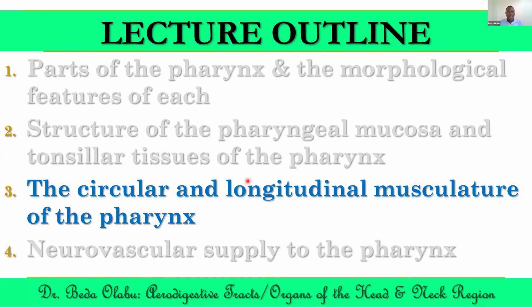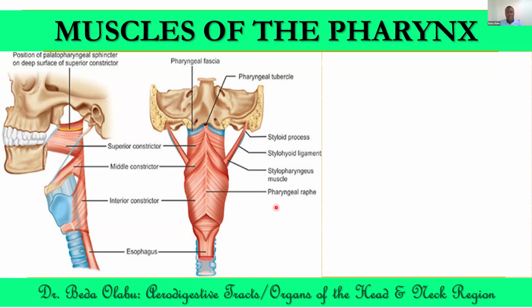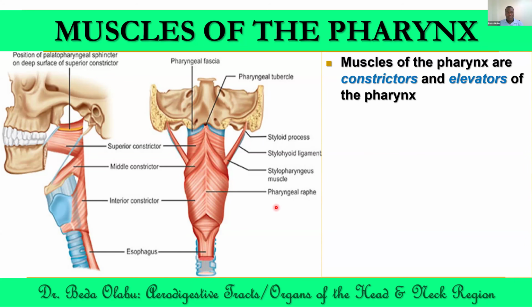All right, now we talk about the muscles of the pharynx. There are two types of pharyngeal musculature. We do have the circular muscles, which we call the constrictor musculature of the pharynx. And we do have the longitudinal muscles, which we call the elevator muscles of the pharynx.